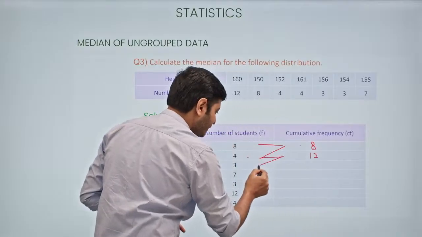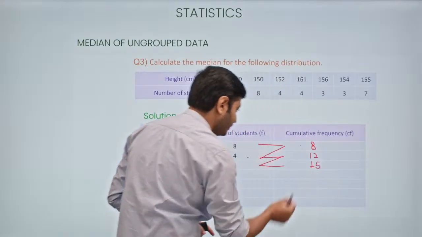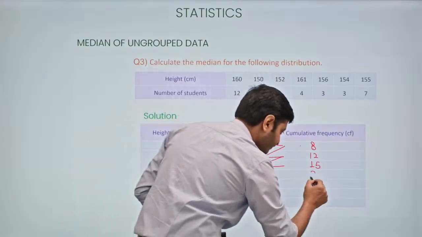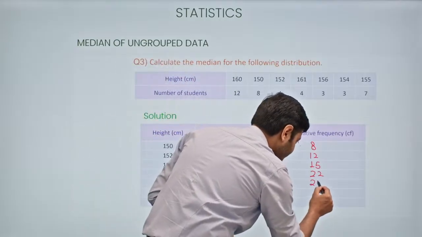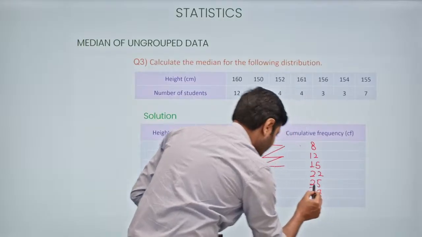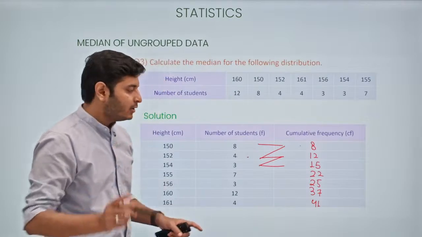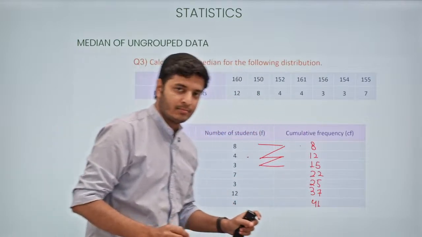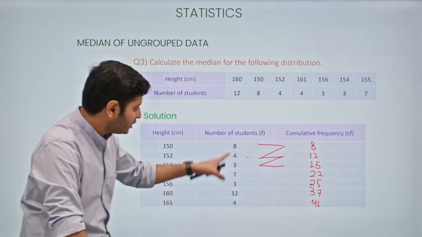Then you are gonna add 12 with next frequency 3, and you are gonna write this sum here, 15. 15 plus 7, 22. 22 plus 3, 25. 25 plus 12, 37. And 37 plus 4, 41. So there are total 41 observations. If you want to check, the last cumulative frequency should match the total number of observations.